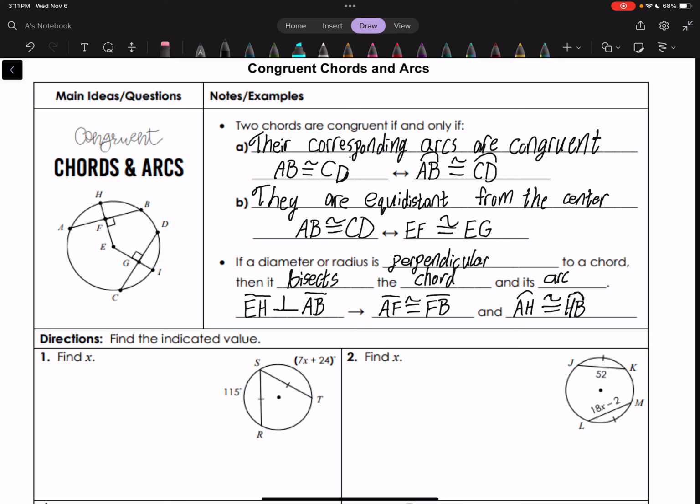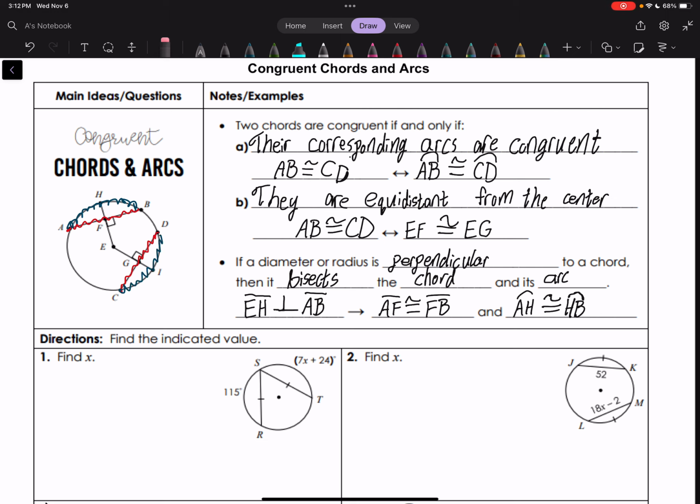Today we're going to be looking at congruent chords and arcs. There are three things that we have to know. The first one is that two chords are congruent if and only if their corresponding arcs are congruent. That is to say, if I am looking at the chord AB and CD, I know these are congruent if and only if the arcs connecting them, so arc AB, is congruent to arc CD.